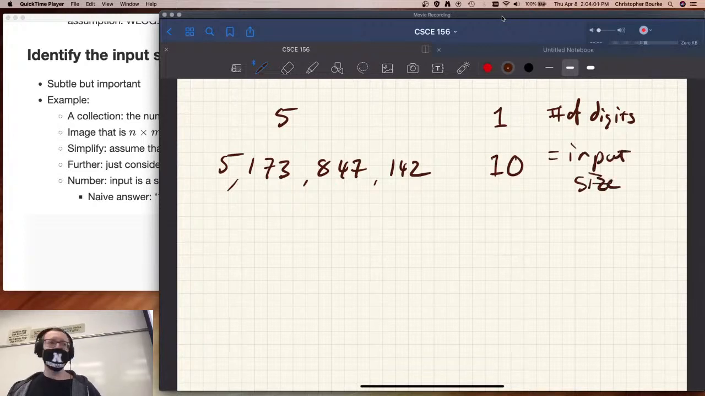Because you've got to write it down on a piece of paper to input it into your Euclid's GCD algorithm. You've got to load it up into memory if you're going to run it on a computer. So however many symbols it takes to represent that number.